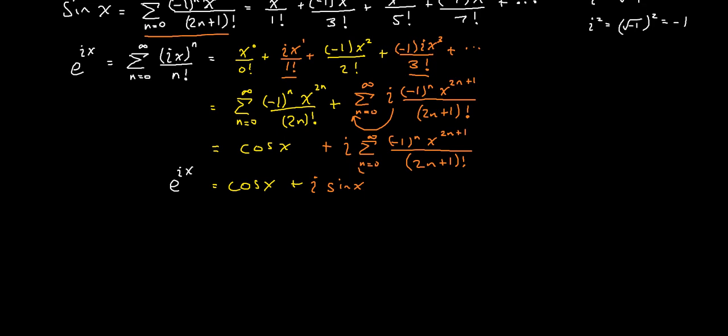Now this formula is already interesting within itself, but it's even more interesting when you plug in pi where x is. So if we go e to the power of i times pi, that's going to be equal to cosine of pi plus i times sine of pi.